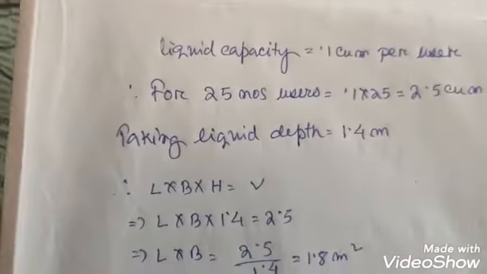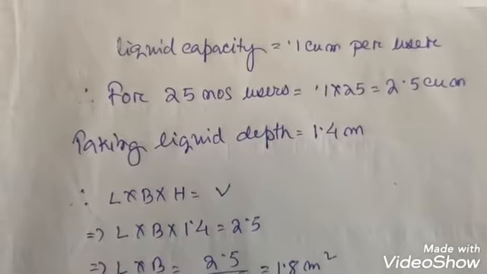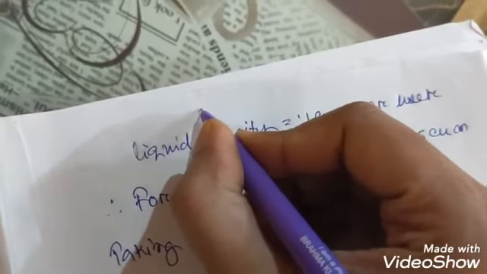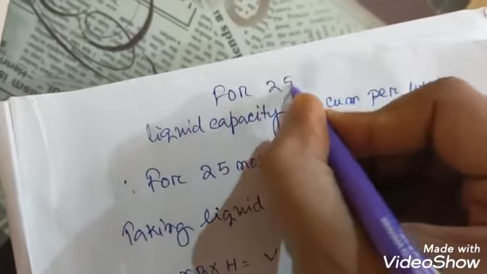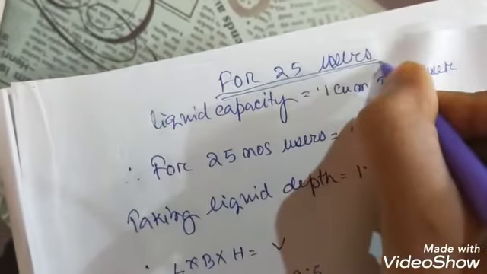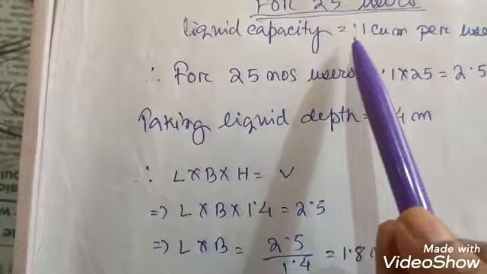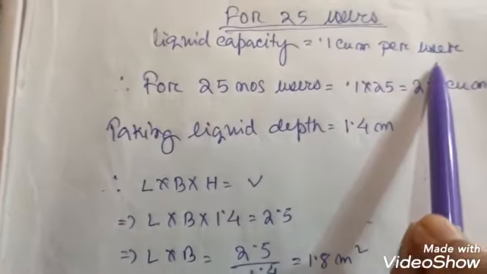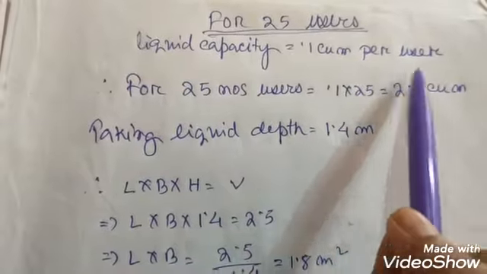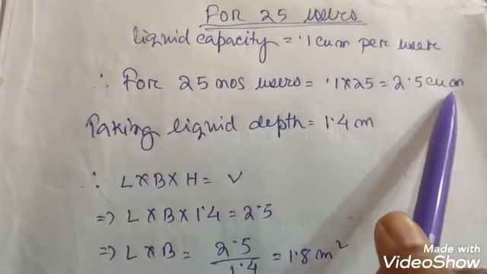First, we have to calculate the inside dimensions of the septic tank for 25 users. First of all we will assume a liquid capacity of 0.1 cubic meter per user. So for 25 users it will be 0.1 into 25, so ultimately 2.5 cubic meter.